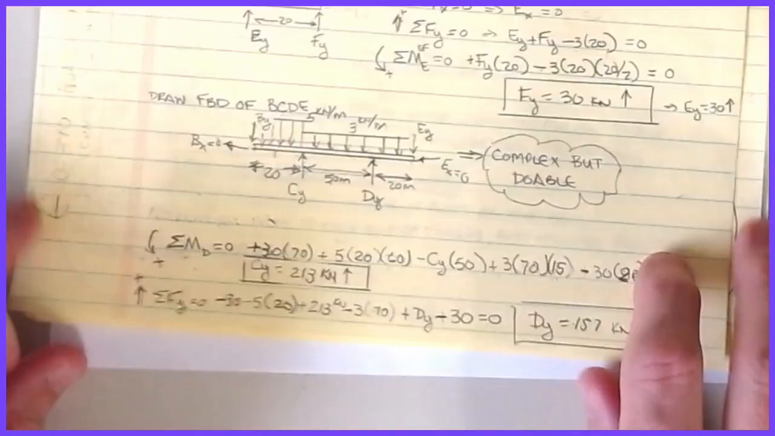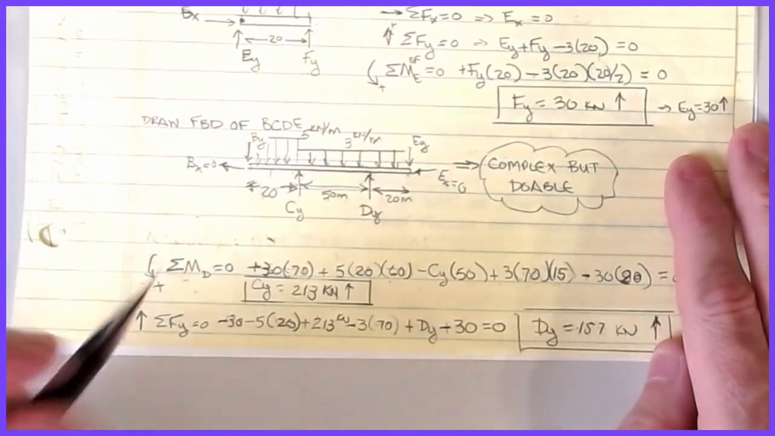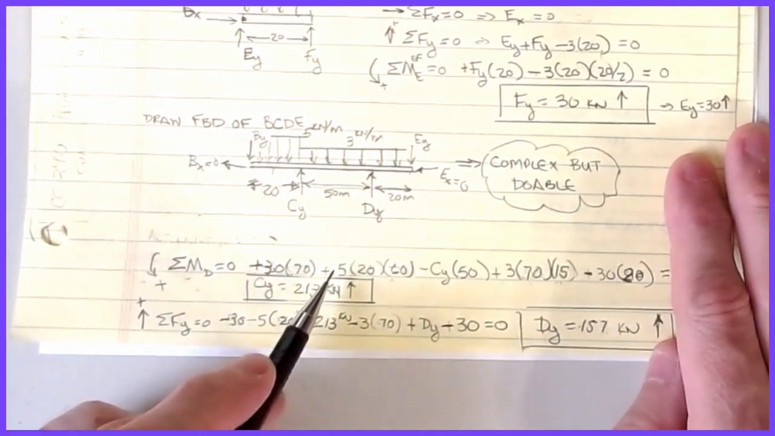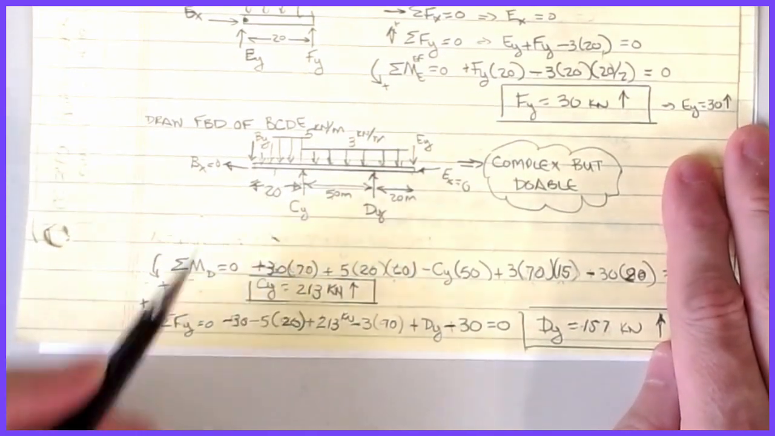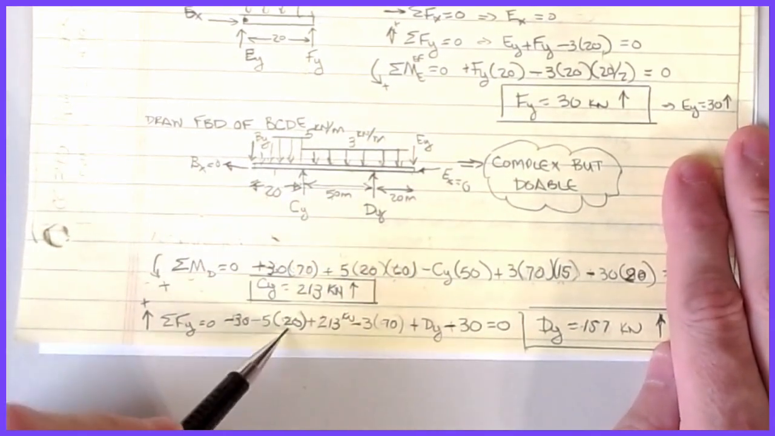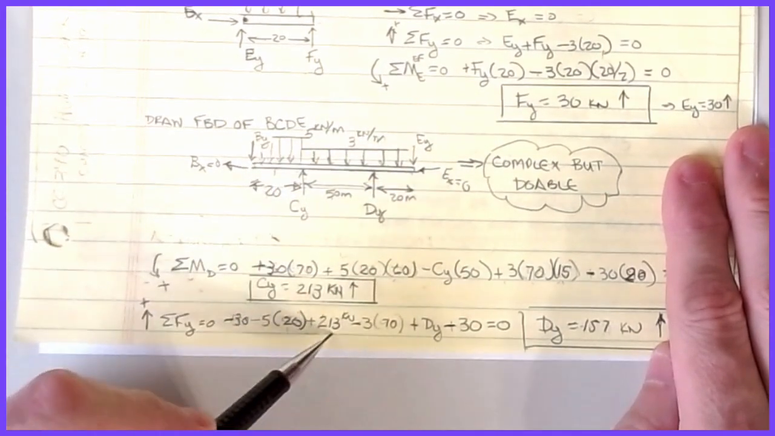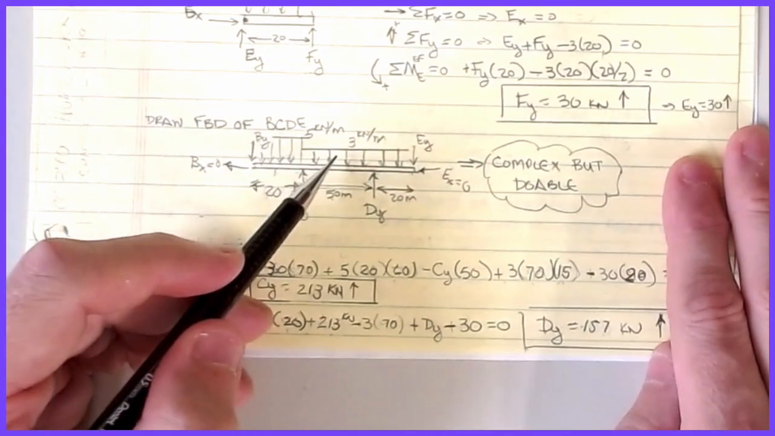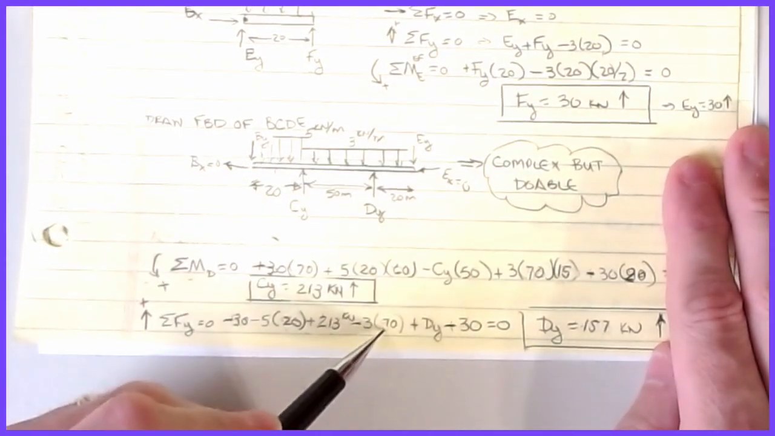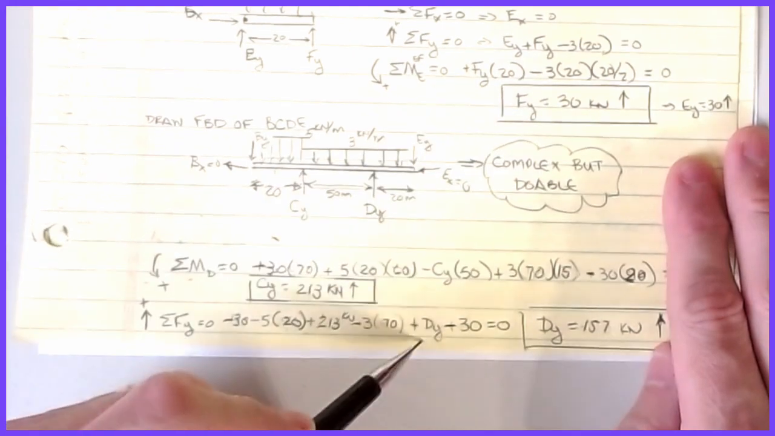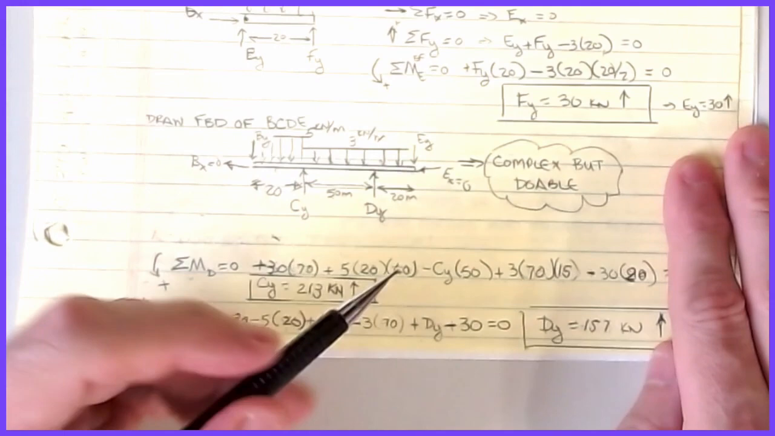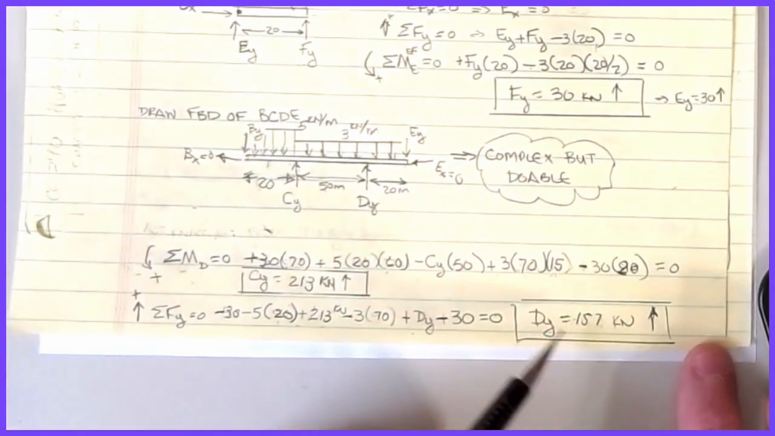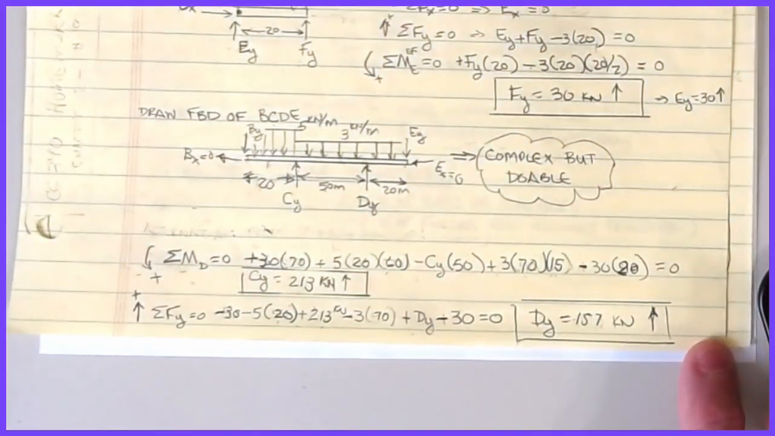All right. So with that little correction made, my number then is 213 kilonewtons acting up. And then I can do sum of forces Y on this guy. So it's minus By, minus 30, minus 5 times 20, which is the distributed load, plus the Cy I just got, 213, acting up. And then I have the minus 3 times 70, plus the Dy, and then minus the 30, which is this minus sign right there. And if I do all of that math, then I find out that Dy is 157 kilonewtons acting up.